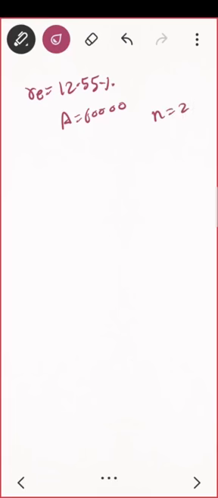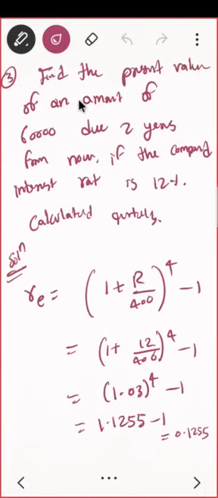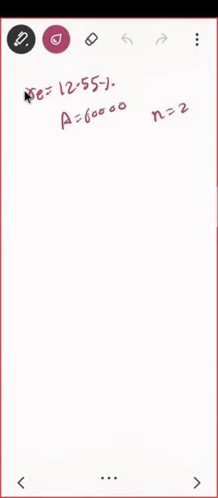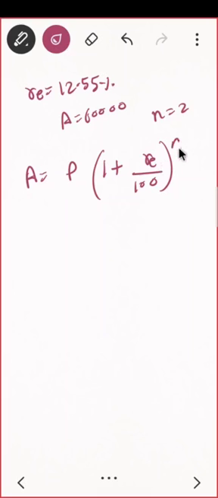So what do you have to calculate? Present value. Present value means what? See, find the present value of an amount of this, due 2 years from now. What is the formula for amount? P bracket 1 plus RE upon 100 raised to n. So you want to find P. So what will P be? The amount is already given.